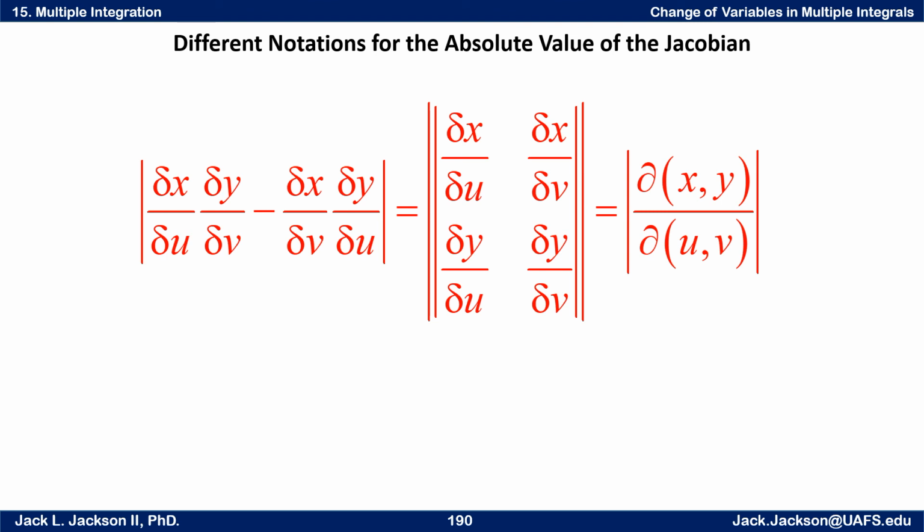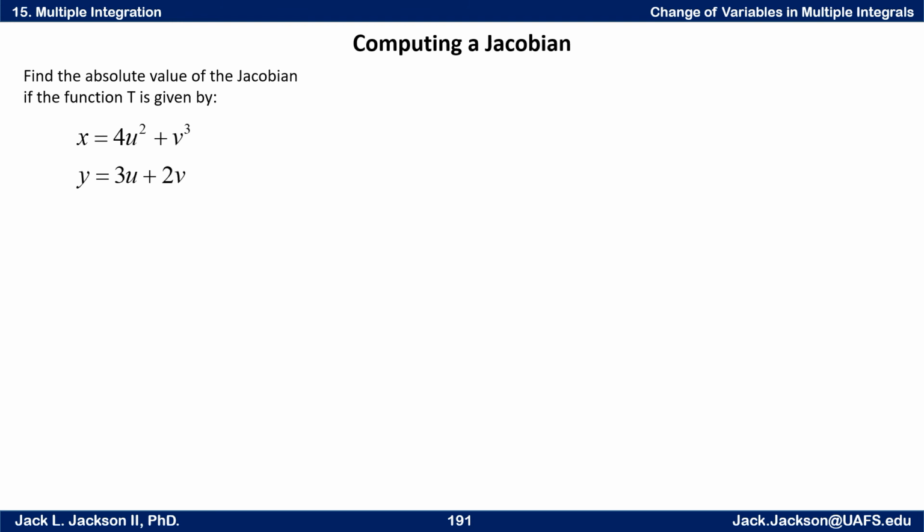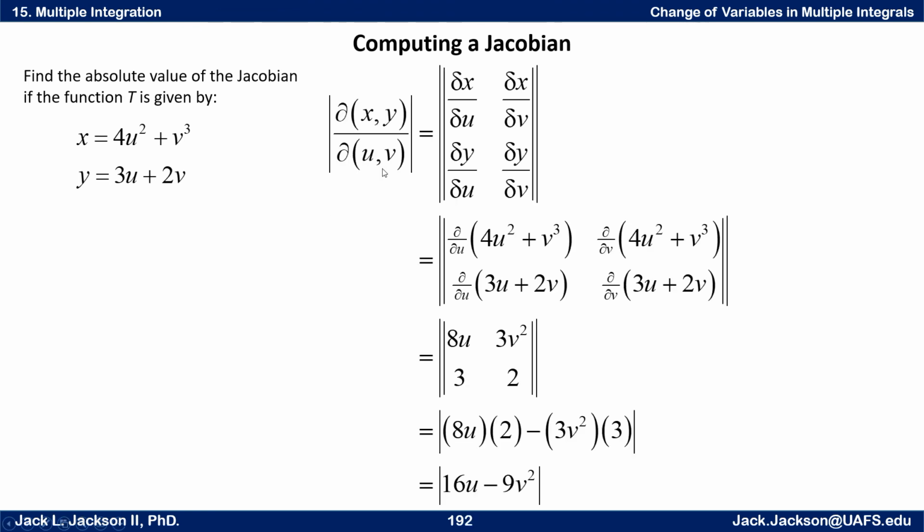All right, let's see if we can actually compute a Jacobian. If you'll write this down, I think that you can actually do this next one on your own. Press pause now and see if you can work this out yourself. Of course, to be able to do this, we need to have x and y as functions of u and v, which I have given to you here.